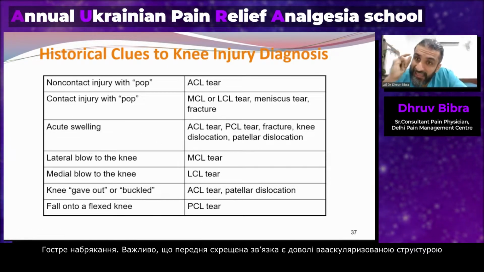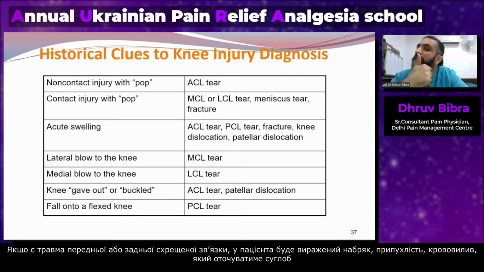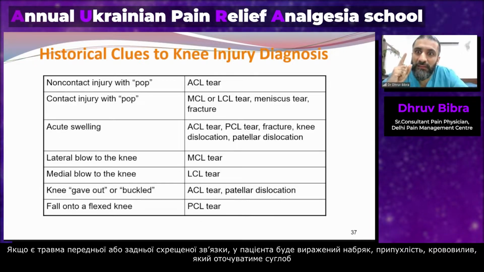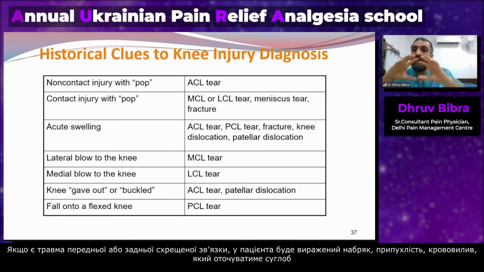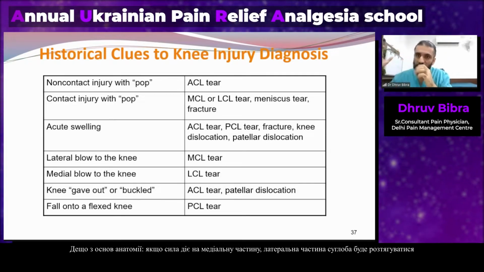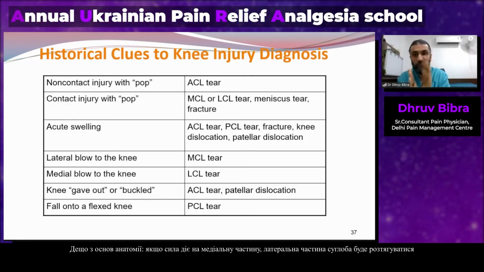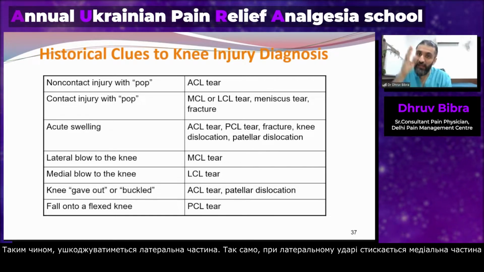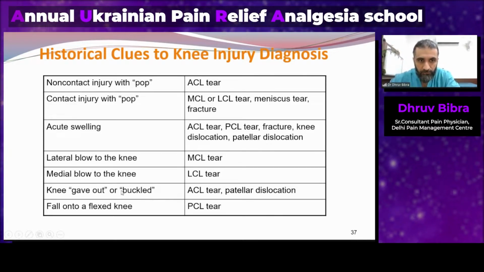See, the thing is, ACLs are quite vascular structures. So if there is damage to the ACL, whether it is the anterior cruciate ligament or the posterior cruciate ligament, then there is going to be a lot of swelling, a lot of edema, a lot of blood in the joint, which will cause it to swell up. Fine. Then some things are based anatomically. So if there is an impact on the medial aspect, the lateral part of the joint will be stretched. Therefore, there might be damage to the lateral compartment. In the same way, if there is a lateral blow, the medial compartment will go.